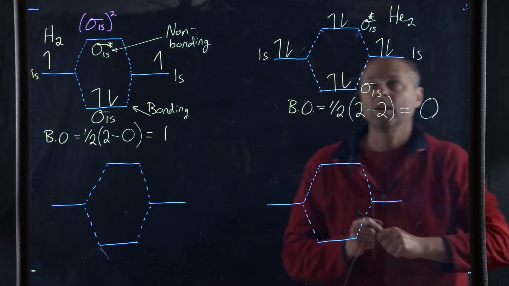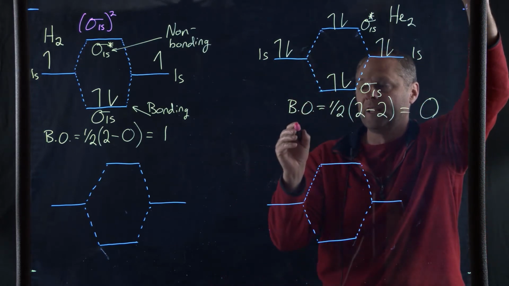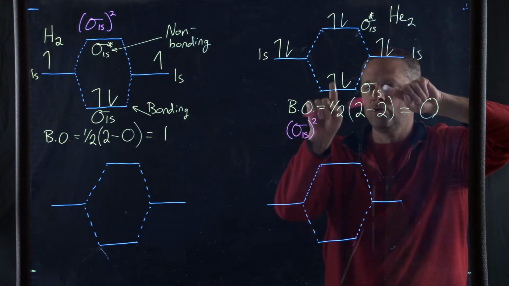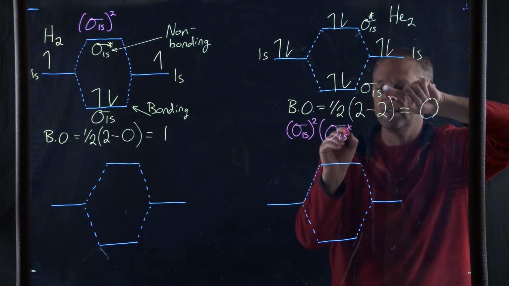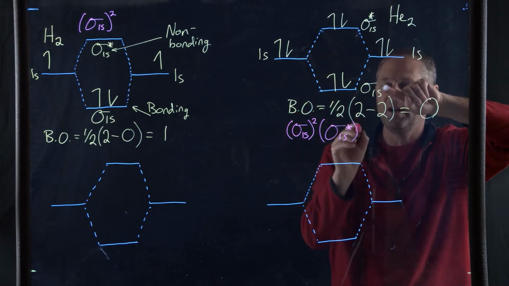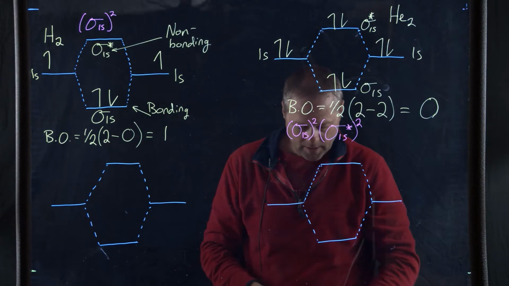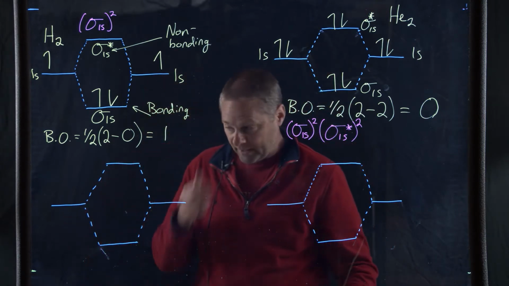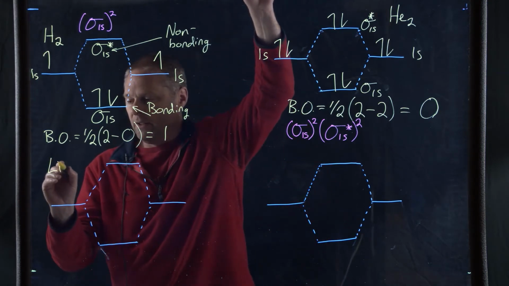Now, what would be the shorthand notation for this? Well, the shorthand notation for helium is going to be sigma 1s 2, and then sigma 1s star for the anti-bonding orbital 2. All right. Now we can drop down on the periodic table and we can come up with lithium. We can look at lithium. So we'll look at lithium 2.